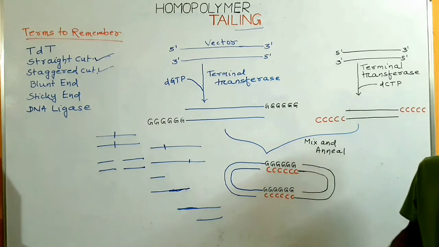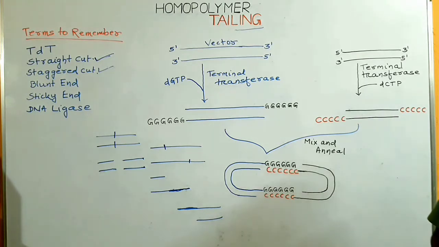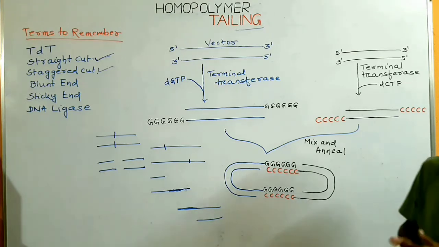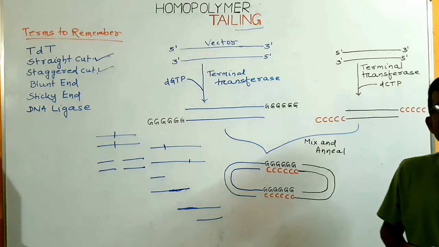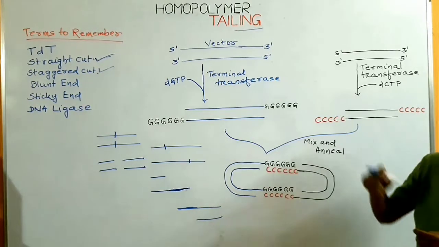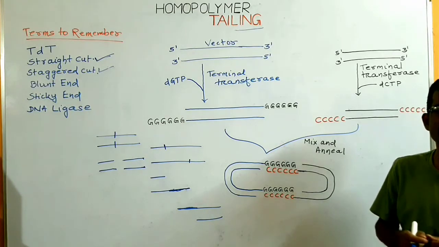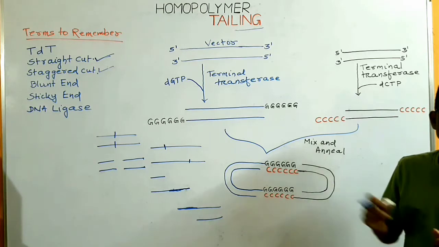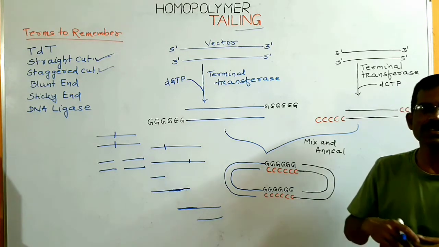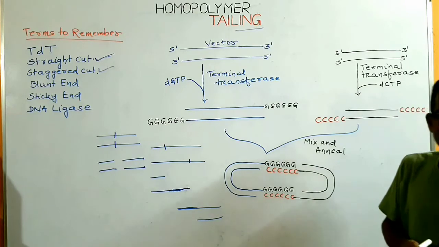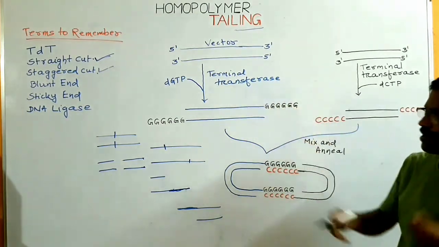Ligation of blunt-ended DNA molecules is less efficient. It requires a higher concentration of DNA and DNA ligase, whereas ligation of DNA fragments having sticky or cohesive ends is more efficient. Homopolymer tailing is a process that is useful to transform blunt ends into cohesive ends, by which ligation can easily occur. So let us understand the process clearly.